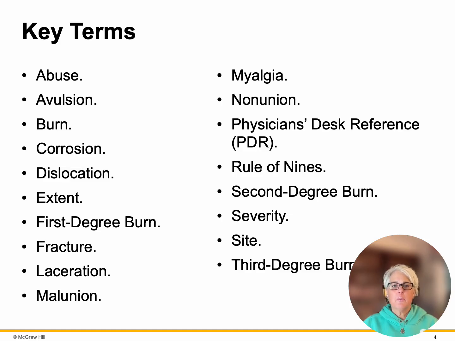Here are some key terms for this chapter. Injury types like avulsion, laceration, fractures, and concepts such as malunion, non-union, and rule of nines are but a few of the terms that we are going to refer to. And I'm going to refer back to these terms as we move through some of the examples. So make sure that you're comfortable with them because they are going to show up frequently in real-world documentation.